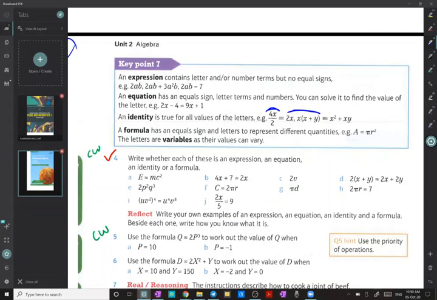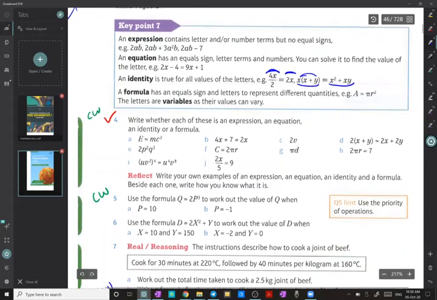So when you look at 4x over 2 and you solve it, it's going to be identical to x. Same thing for this part. When you expand, it's identical to x squared plus xy times x squared plus xy.